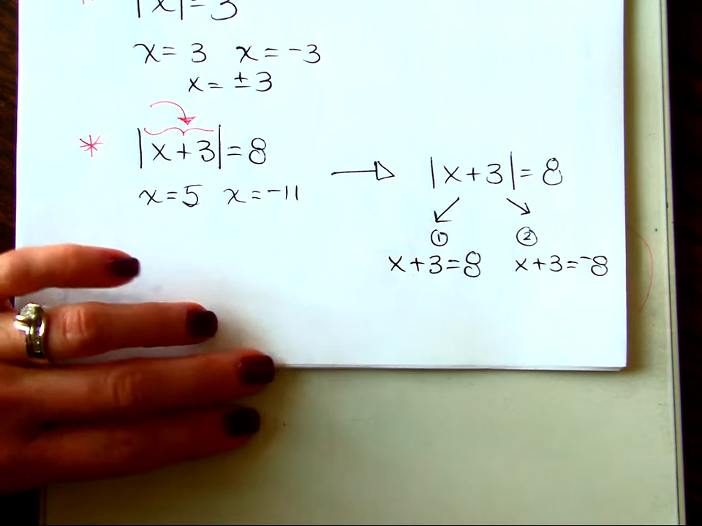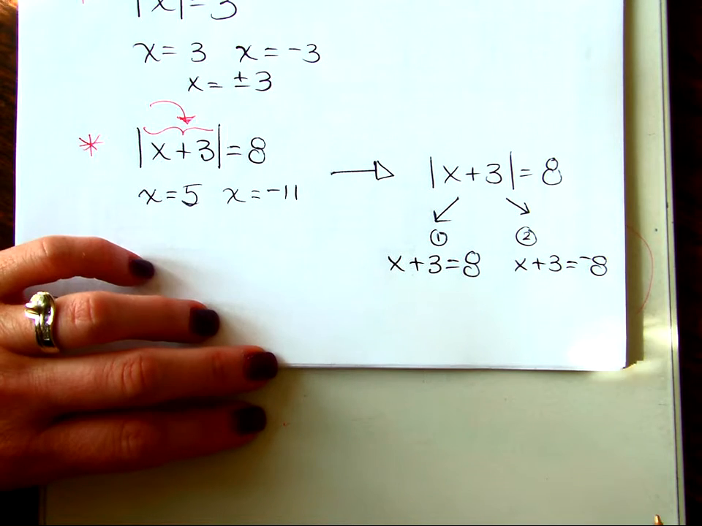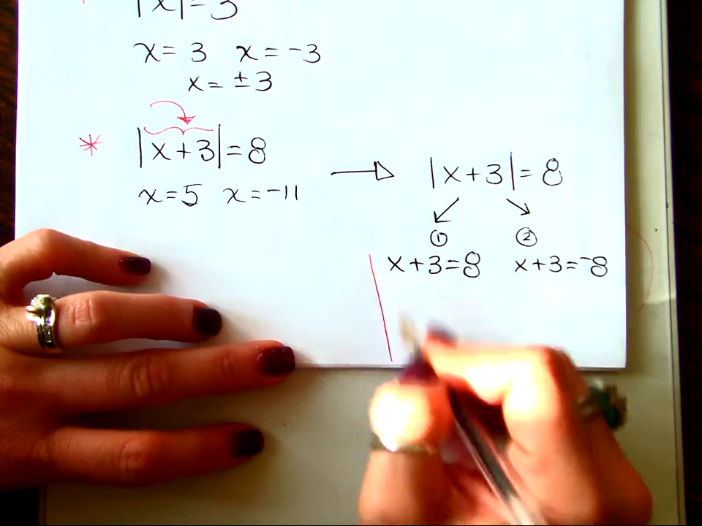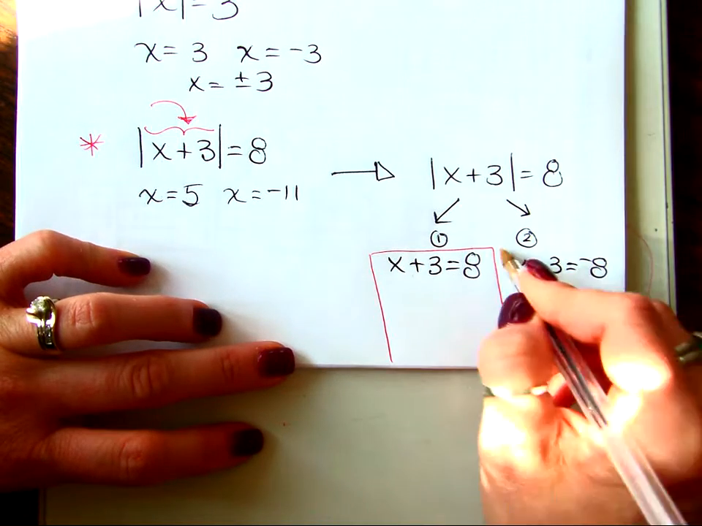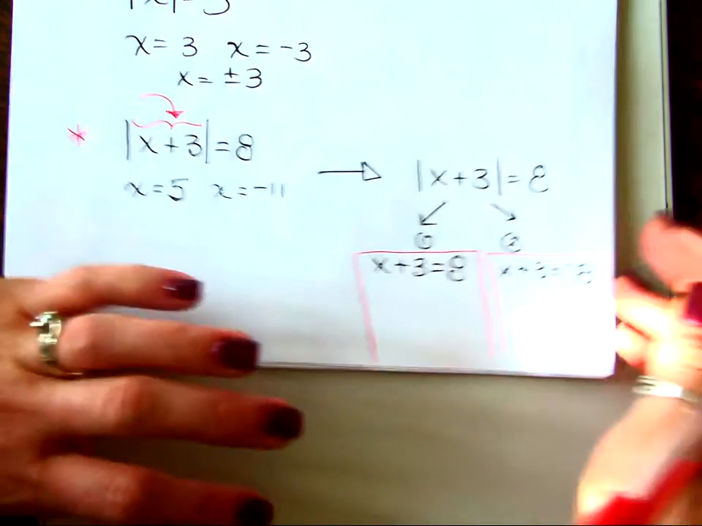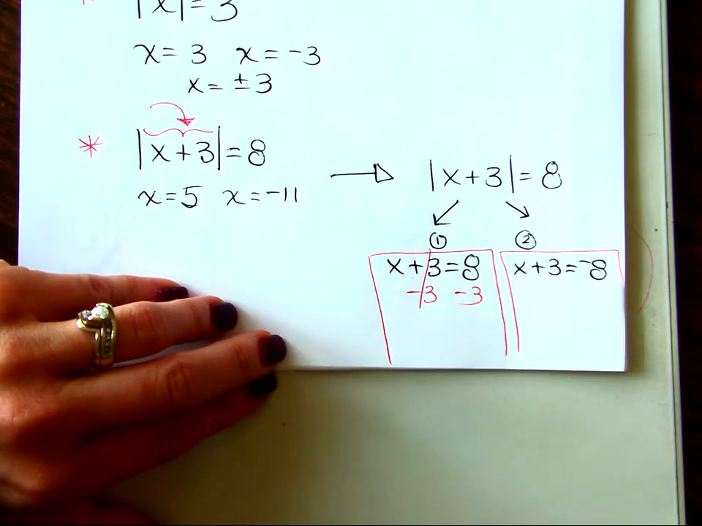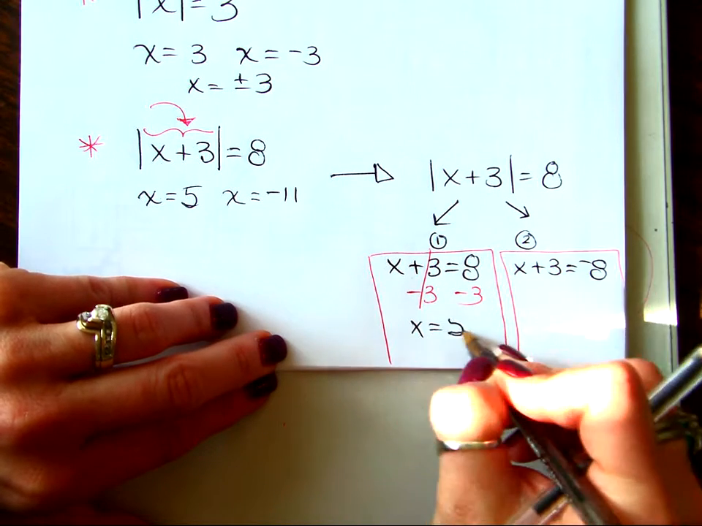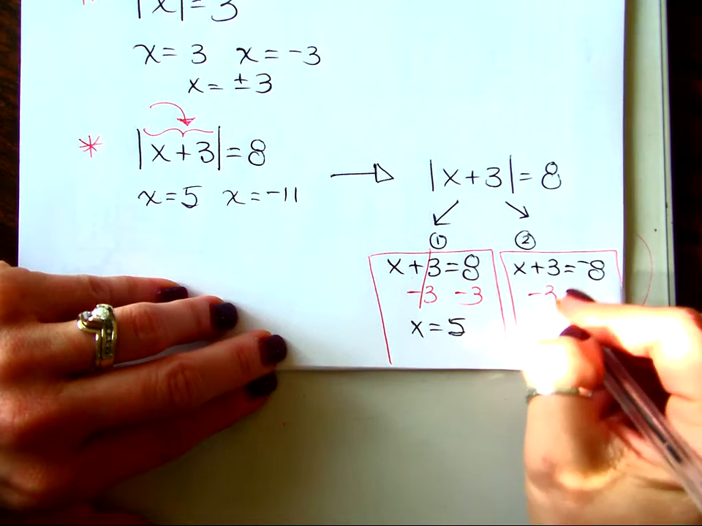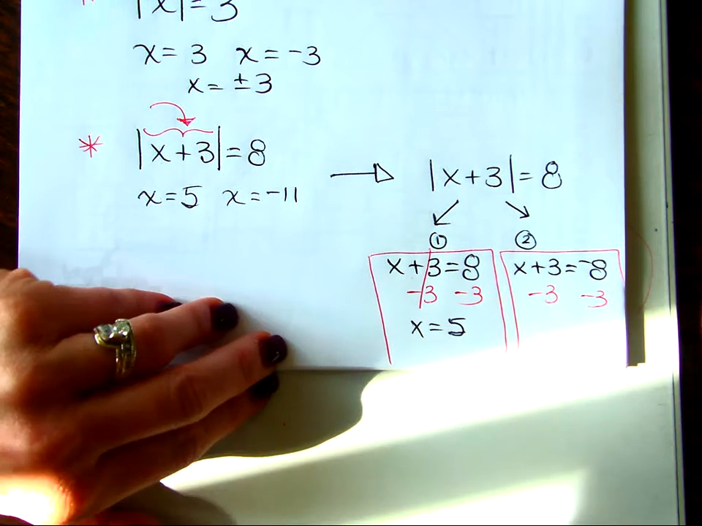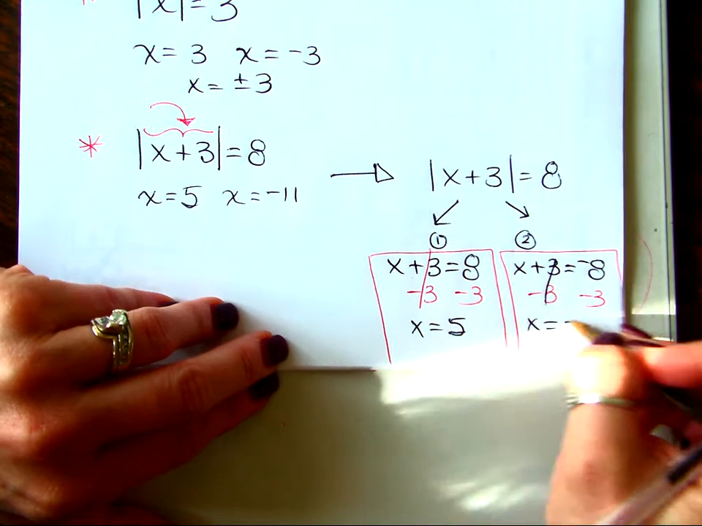And now I have 2 little mini equations that I have set up. And as soon as I take the time to solve those equations, I'll have my 2 answers, right? So I'm going to subtract 3 here. And that shows me that x can be 5, just like you said. And I'm going to subtract 3 here. And that shows me that x can be -11.